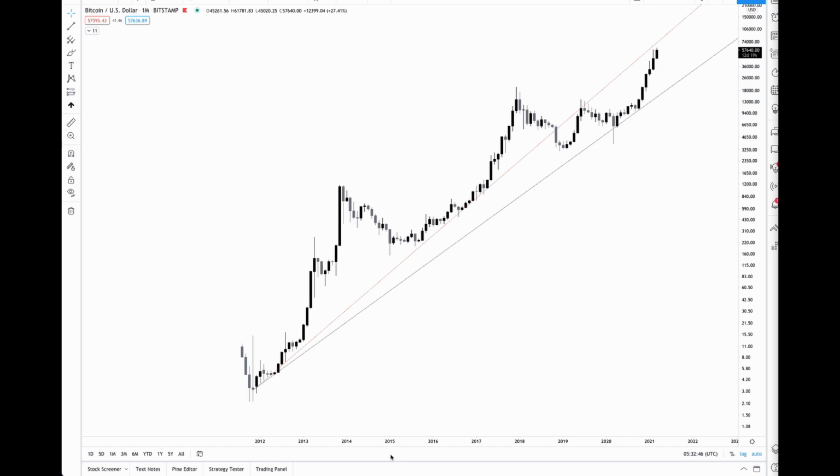For those of you who don't know technical analysis or how to look at charts, I'll be leading you through Bitcoin's chart on different time frames.